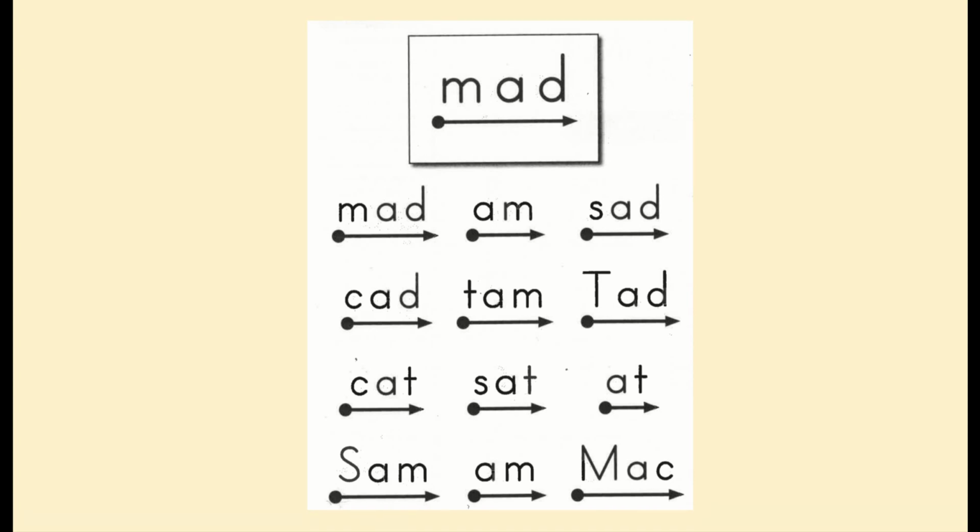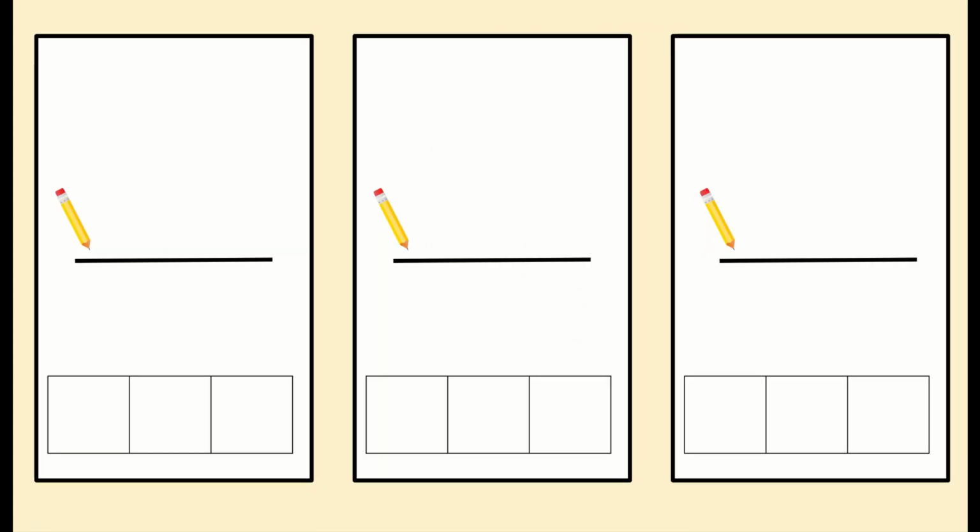Now let's practice spelling some of these words. The first word that we are going to spell is the word mad. Remember to break apart the word into its sounds, mad, and then write the letters that represent the sounds that you hear to spell the word mad.